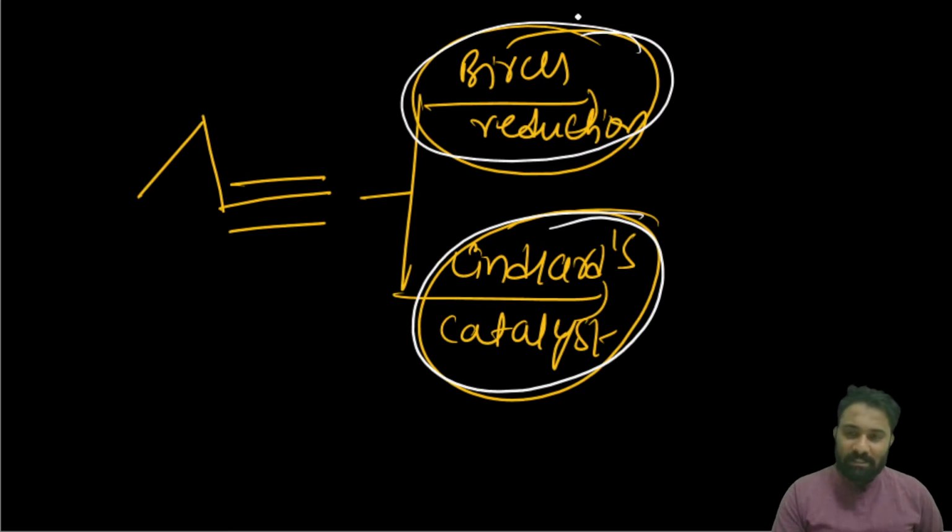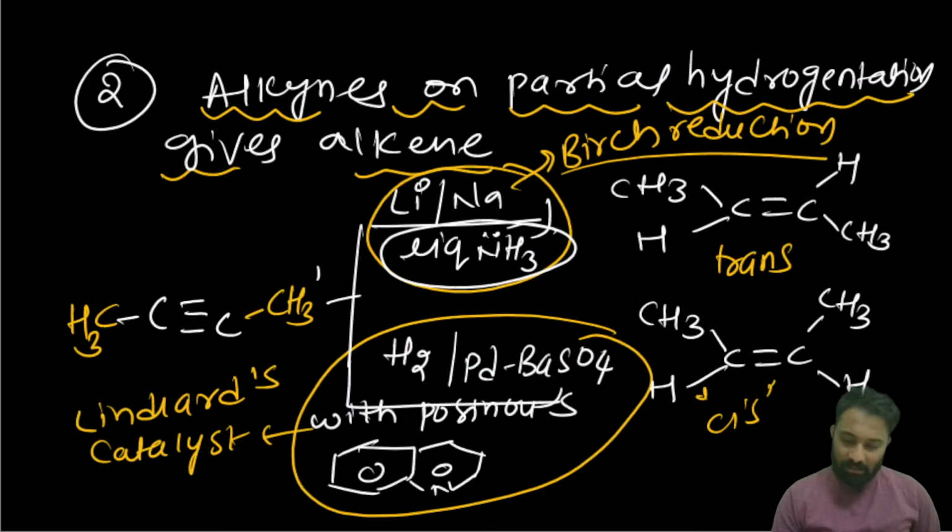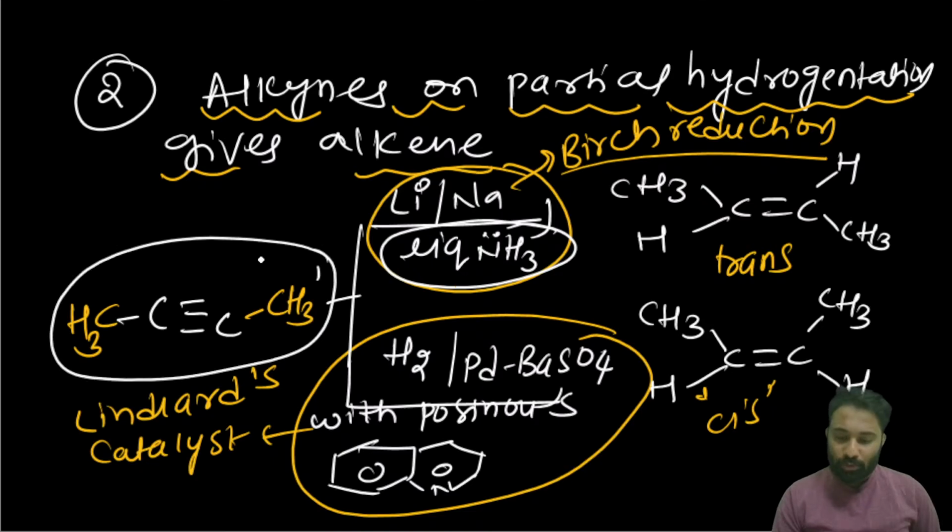Okay, I will ask you the question. Birch reduction normally upon alkyne, or but-2-yne, in the presence of Birch reduction. Now you see here, this is but-2-yne, right? But-2-yne upon Birch reduction is giving trans. But-2-yne upon the Lindlar's catalyst is giving the cis.